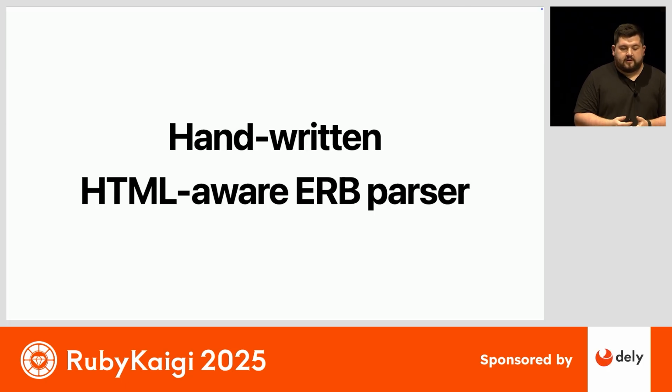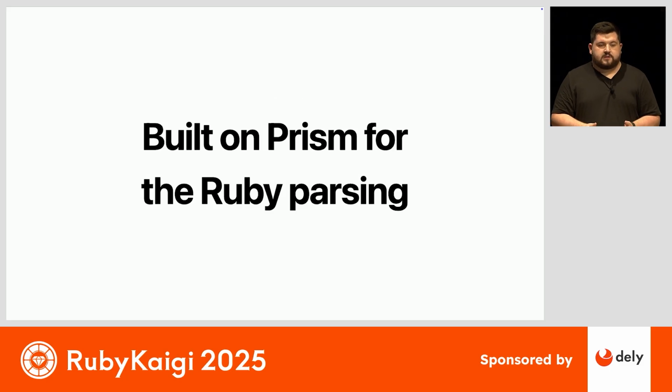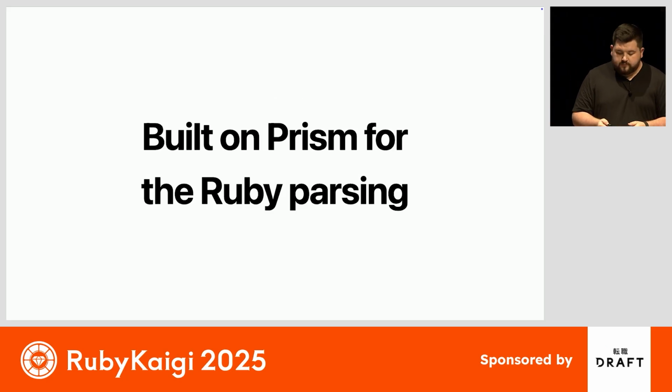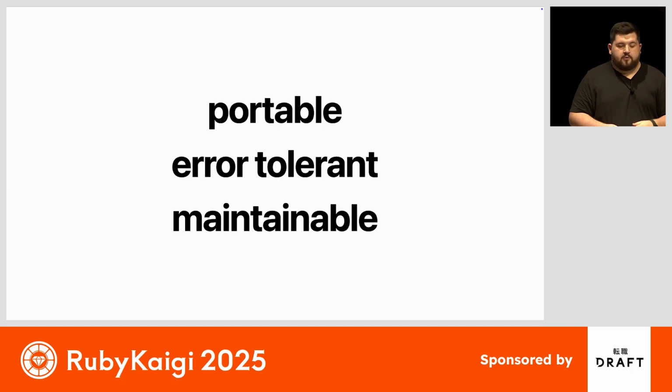So this is a handwritten parser that's HTML-aware and can parse ERB files. It's written in pure C99 and has no additional dependencies, which is following the lead of Prism again. The only dependency it has is Prism itself for parsing the Ruby snippets in the ERB file. And also here, it's trying to follow Prism's design goals of being portable, error-tolerant, and maintainable. Especially the portable aspect was important to me because I wanted to use this from JavaScript, I want to use this from Ruby itself, but maybe leave it open to other languages as well if you want to write more bindings.